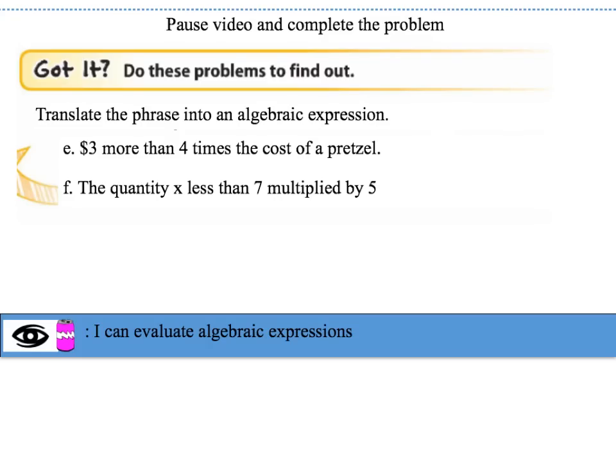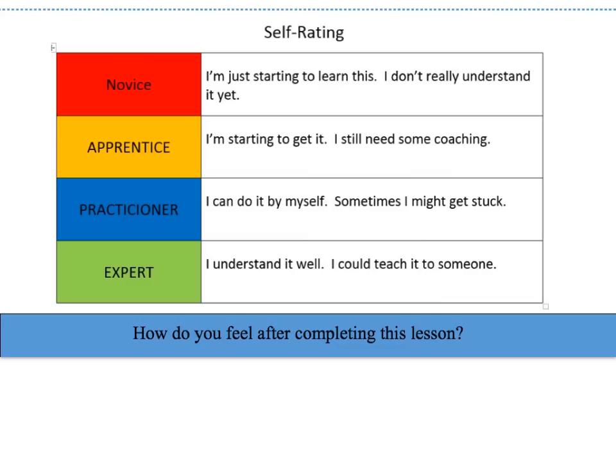So go ahead and complete these got it problems by pausing the video. Notice I've got two got it problems on this slide, got it problem E and got it problem F. So now that we've completed this lesson, go ahead and self-rate yourself and let us know how you feel. If there's any part of this lesson that you do not understand, please go back and watch it again and come to class with some questions.